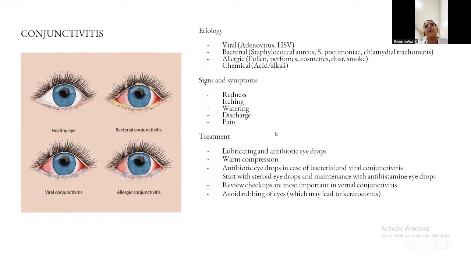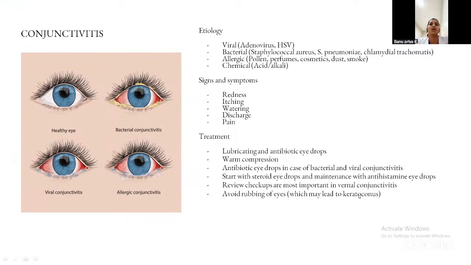So the most common viral sources are adenovirus, herpes zoster, and herpes simplex virus. The bacterial origin would be Staphylococcus aureus and Streptococcus pneumoniae, and allergic conjunctivitis could be due to pollen, perfume, dust and smoke. And the signs and symptoms would be redness, itching, watering, discharge, and pain.